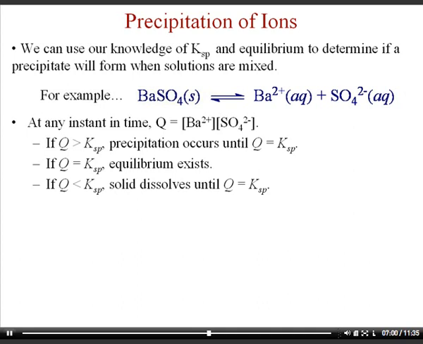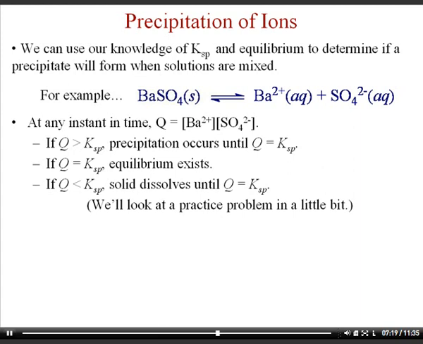Now, if Q is bigger than K, you will be able to form a precipitate. If Q is equal to K, then you're at equilibrium. And if the Q value, again, which is the initial concentrations of your ions, is less than K, well, you're not to equilibrium yet, so it can still dissolve, so you won't form a precipitate.